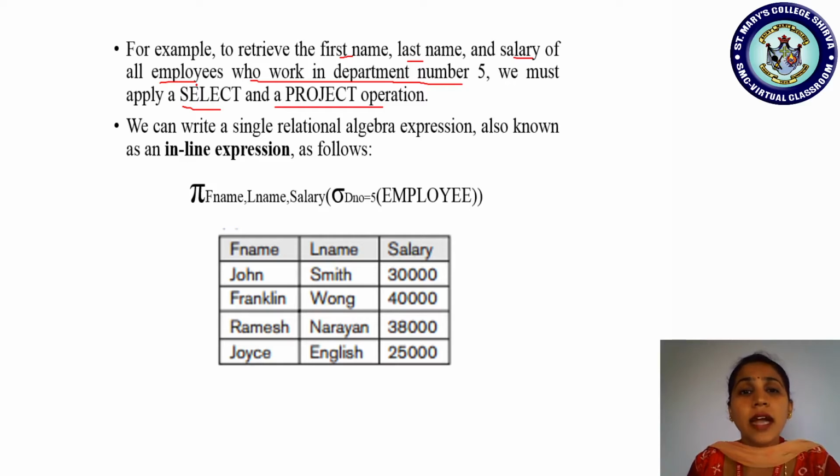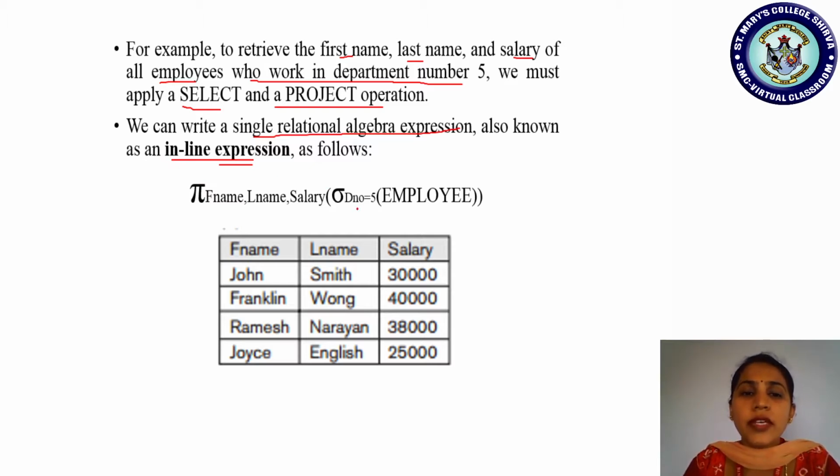Then after getting that result, we have to apply another operation, the project operation, so that only these column informations are displayed. Which ones? First name, last name and salary information of those filtered employees. Now we can write a single relational algebra expression, also known as an inline expression. Remember students, we are discussing how to nest operations, here select and project, and we can nest them by writing a single expression, which is also termed an inline expression.